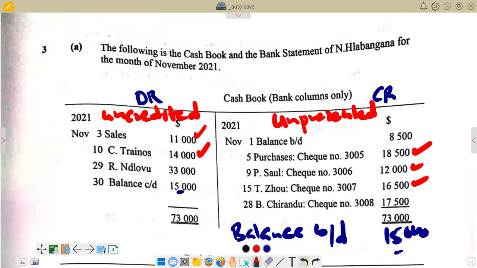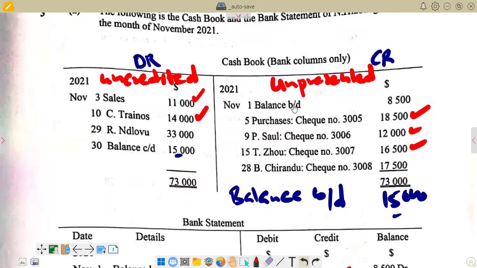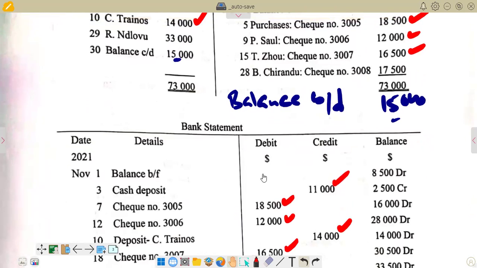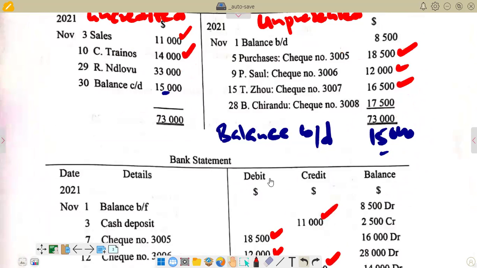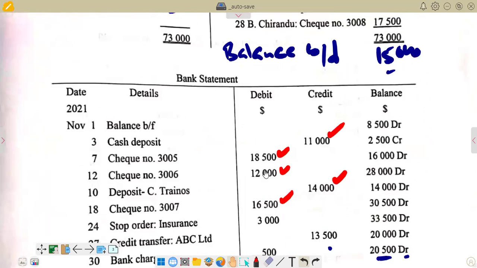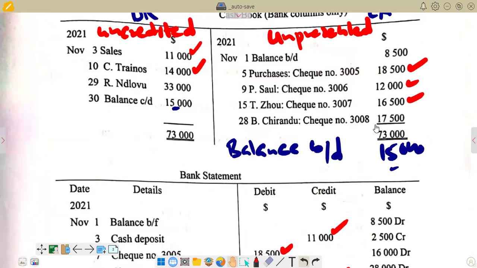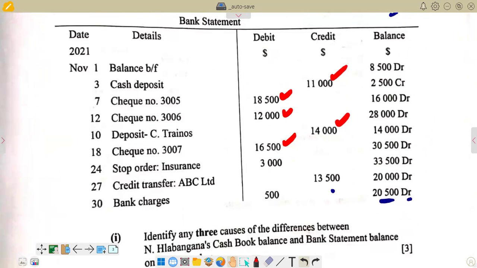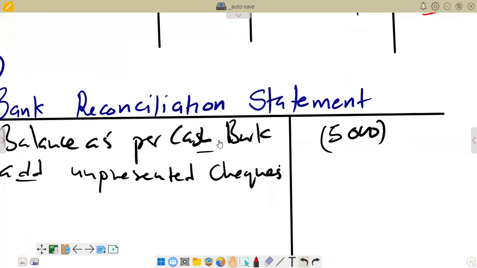Then they become unpresented. So the first item that we have besides BT, we don't include BT. You just check from check number 3005, which is 18,500. We go to the debit side to check if it's there. You see it's appearing. We are not going to include that one. 12,000, we check again, we see that it's appearing, we leave it. 16,500, we see that it's appearing. And then we have got 17,500, and we see that we don't have it on the debit side. So this is the one that is unpresented, so you are going to add it as 17,500.